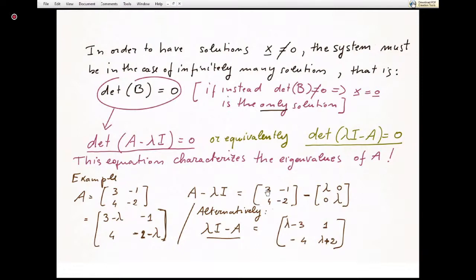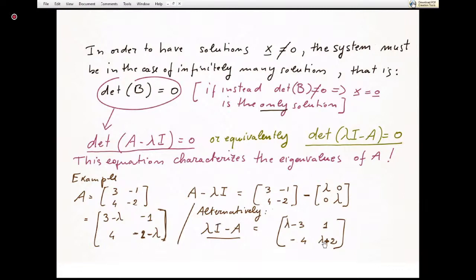So I have basically to subtract this element by element. So the only elements that become modified are the elements in the main diagonal, okay? So you would get 3 minus lambda, minus 1, 4, minus 2 minus lambda. Or equivalently, you can use lambda identity minus A, and you would get lambda minus 3, 1, minus 4, lambda plus 2, okay? So this is lambda identity minus A matrix.